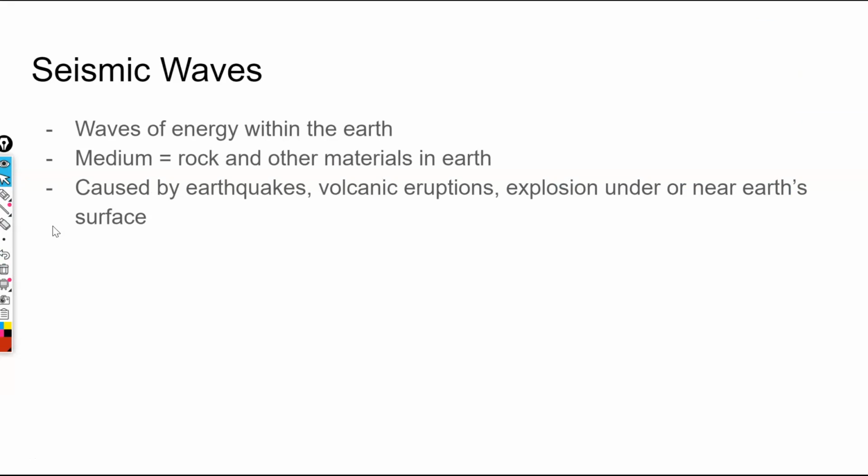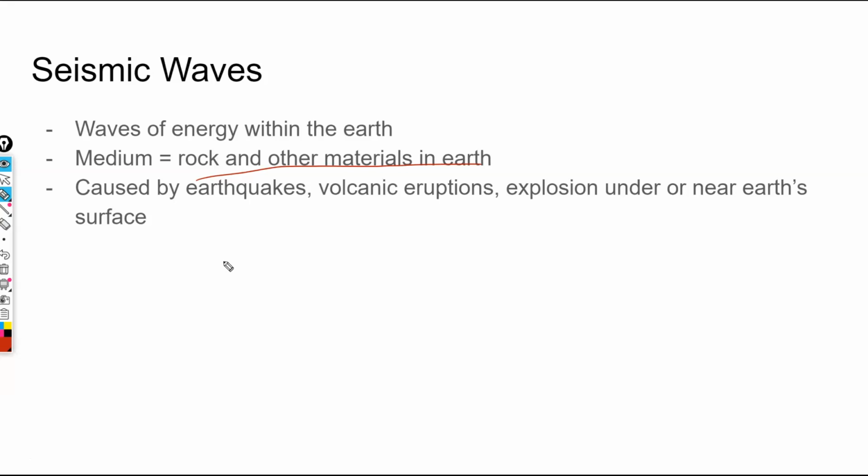So those are the three types, and we're going to talk about one last type of wave in general, which isn't a mechanical wave, but it's important we talk about earthquakes, which are seismic waves. These are waves of energy within the earth. The medium that's always used in seismic waves is rock or other materials in the earth. So seismic waves always rely on the materials within the earth, and these are caused by earthquakes.